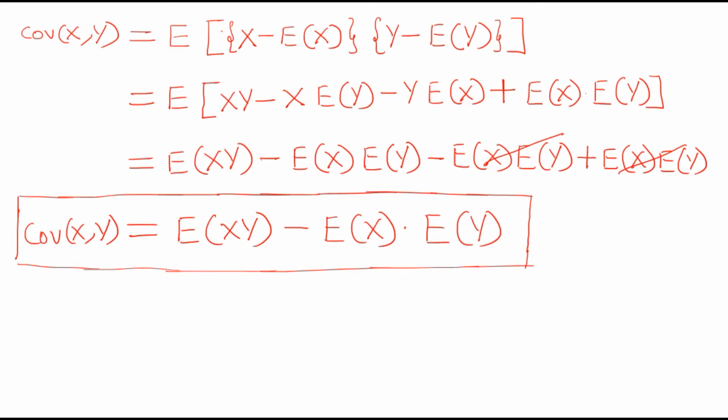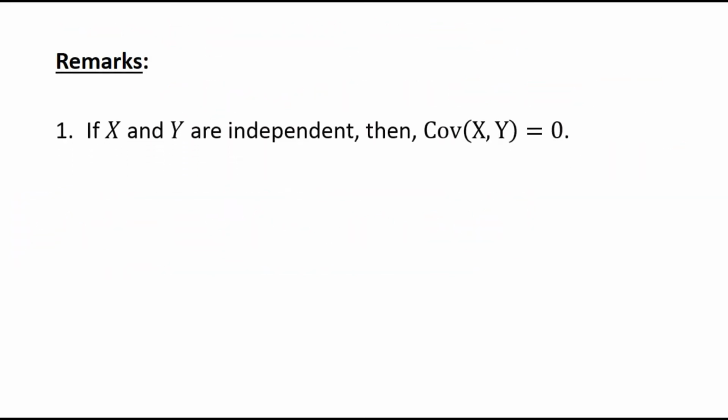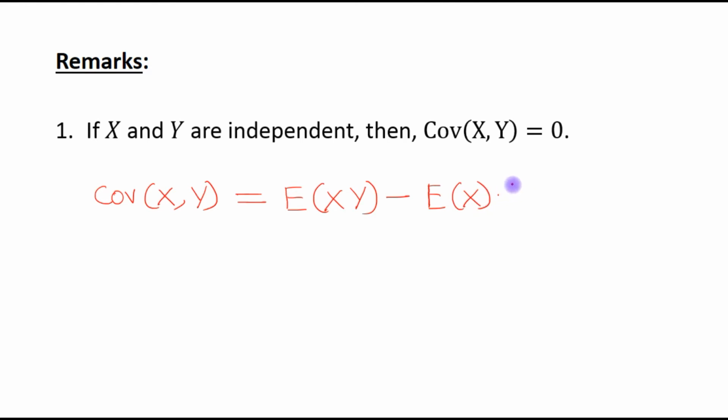Okay. Remarks. First one is, if x and y are independent, then covariance between x and y equals to 0. We know that covariance between x and y equals to expected value of xy minus ex times ey, right?